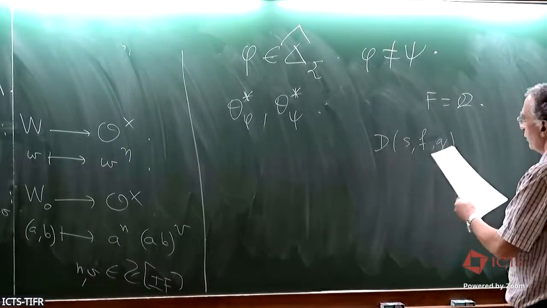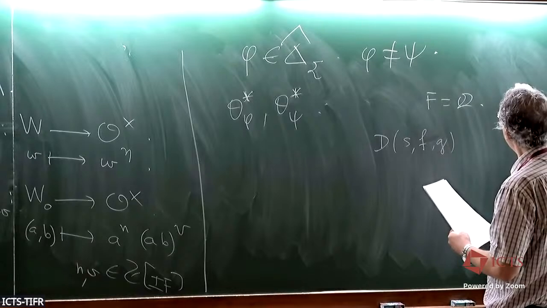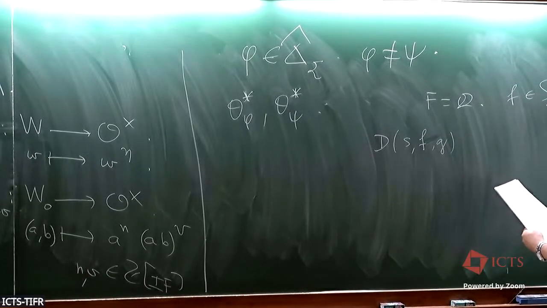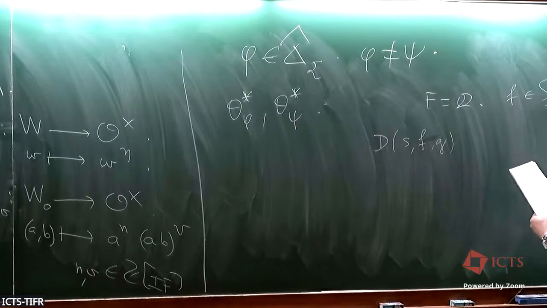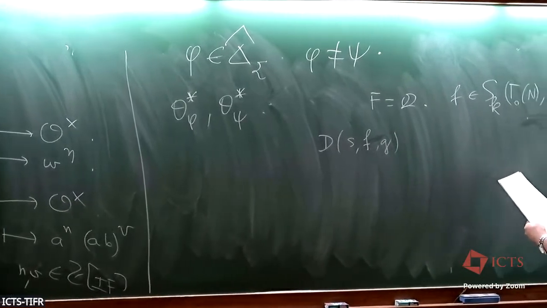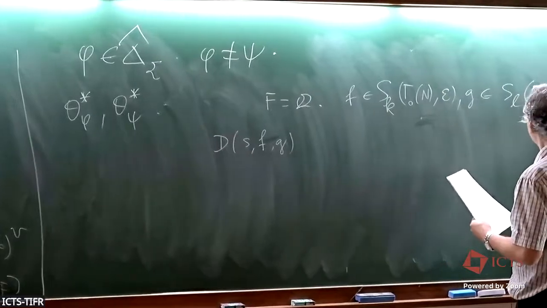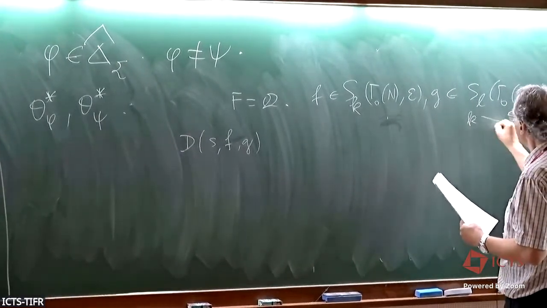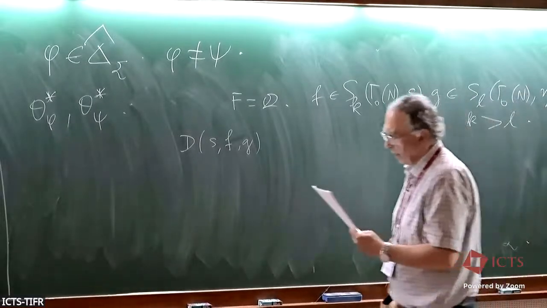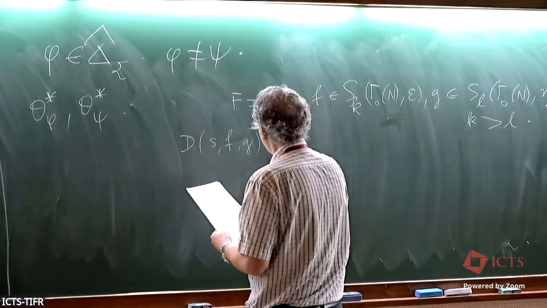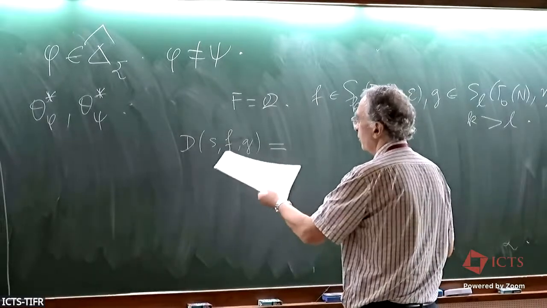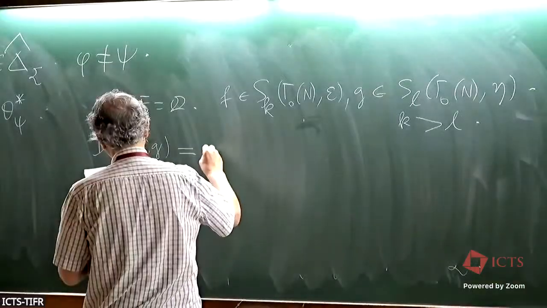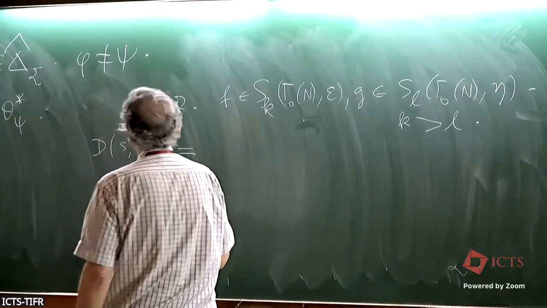So I take two classical modular forms. One is in S_k(Γ_0(N), ε), and the other one is in S_l(Γ_0(N), η), and I assume k strictly bigger than l. Then one can define the Rankin-Selberg product. So this is the primitive one.